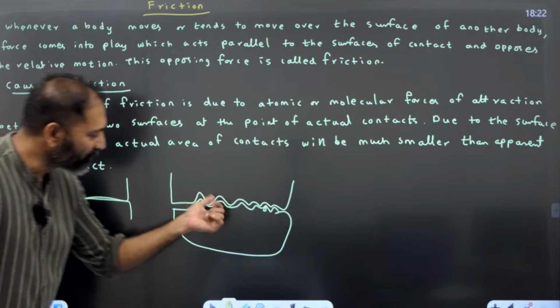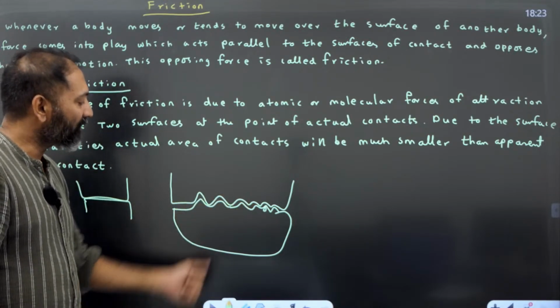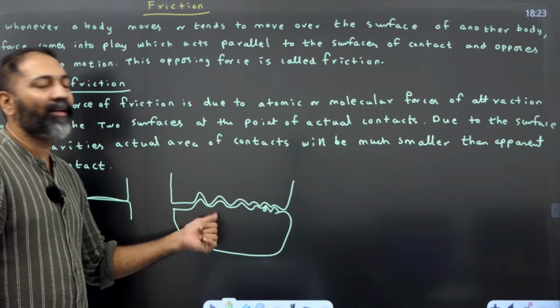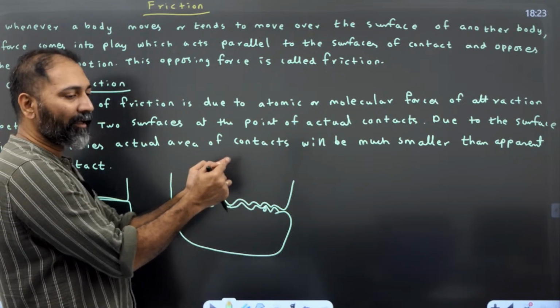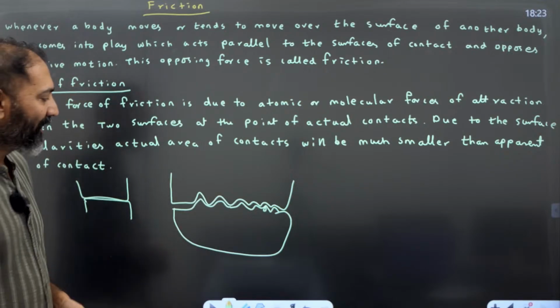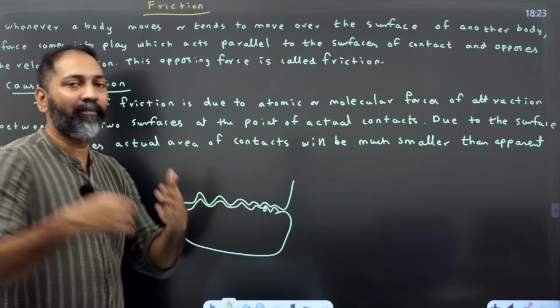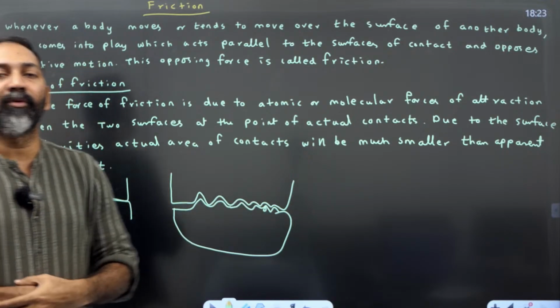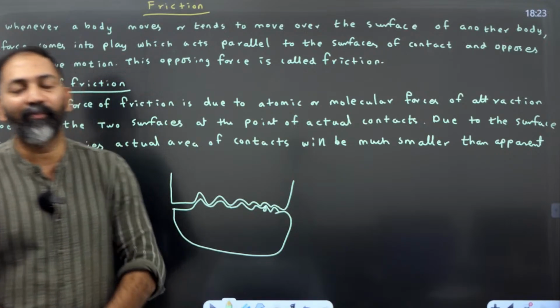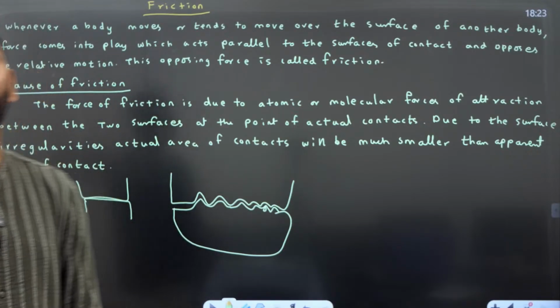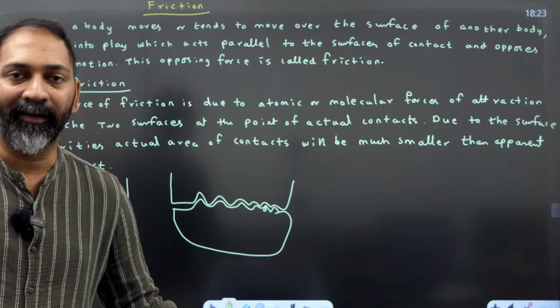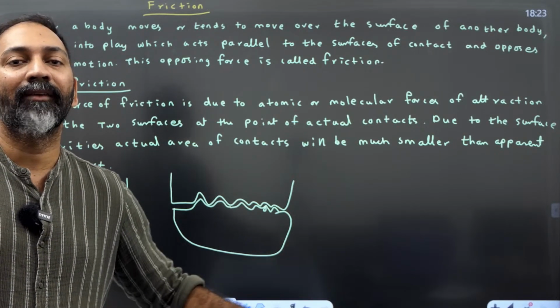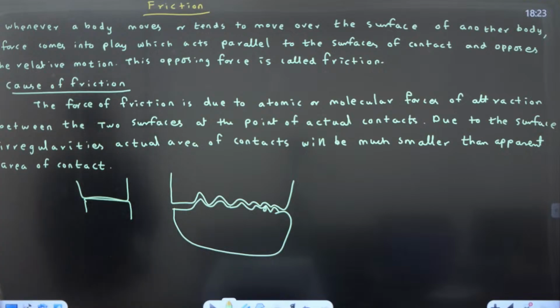But if you zoom that, we can see that actual area of contact is much smaller than what? Apparent area of contact. At the micro level, there will be attraction between molecules. That attraction between molecules will prevent the relative motion between the surfaces. This force which prevents the relative motion is called what? Friction. What is the reason of friction? Due to atomic or molecular level attraction. Any doubt?